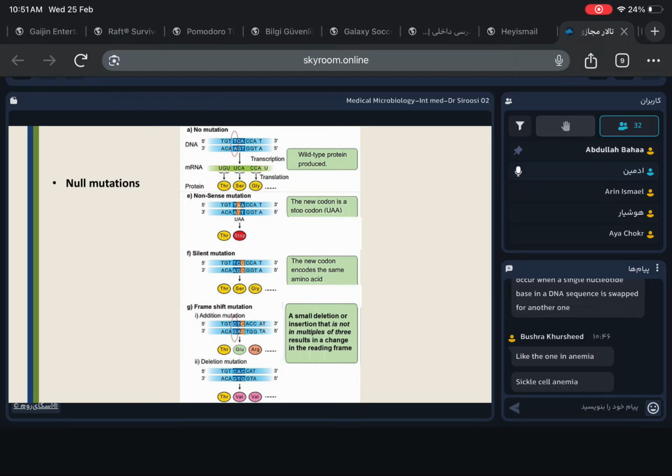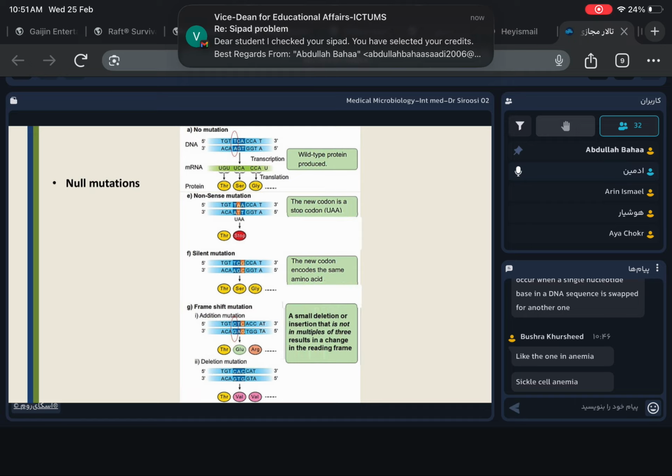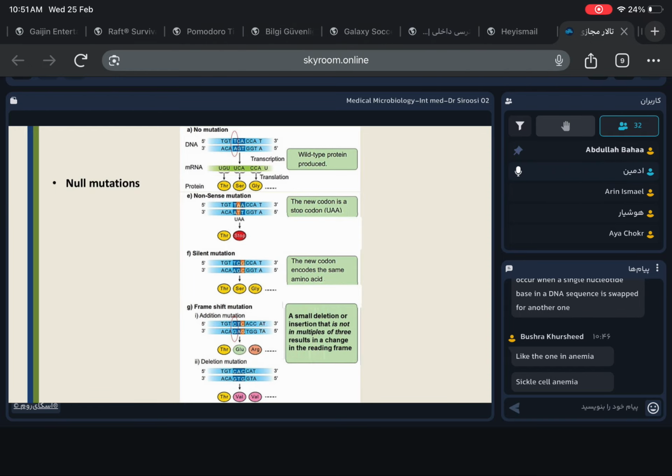Another mutation is frame shift mutation. A frame shift mutation results from the insertion or deletion of nucleotides in number which is not divisible by 3. This actually disrupts the triplet reading frame of the mRNA, which leads to the altered downstream amino acid sequence. You know, in most cases, we have a premature stop codon, which results in a truncated and also non-functional protein.